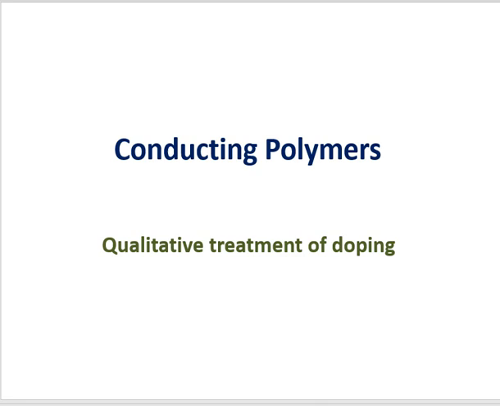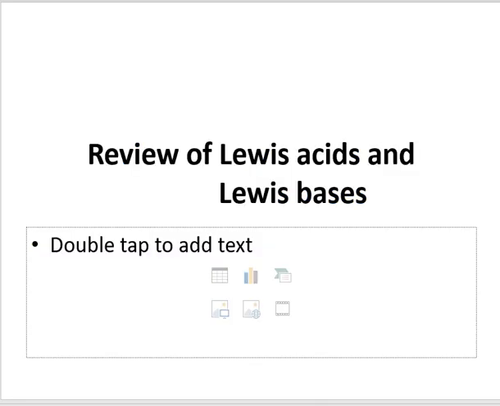This is a part of the chapter on the chemistry of newer materials. There is a portion which says conducting polymers, a qualitative treatment of doping. Now, before we go to the part of qualitative treatment of doping, we will have a review of what is a Lewis acid and what is a Lewis base.